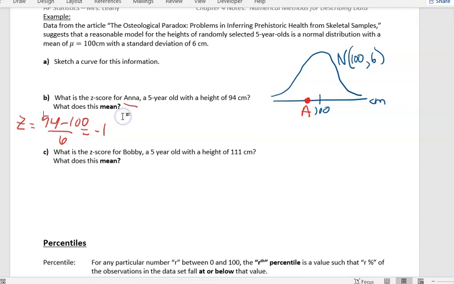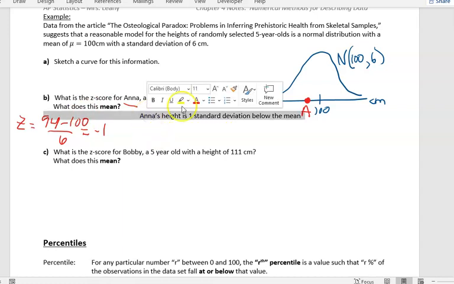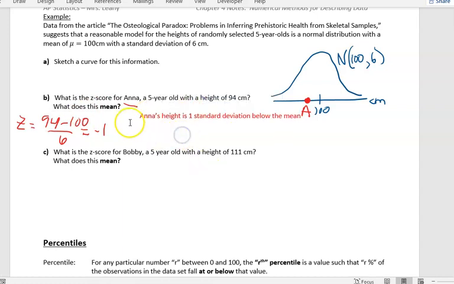So what does this mean? I'm just going to try to type in here. This means that Anna's height is 1 standard deviation, that's the unit, below the mean. Anna's height is 1 standard deviation below the mean. That's what we know about her.